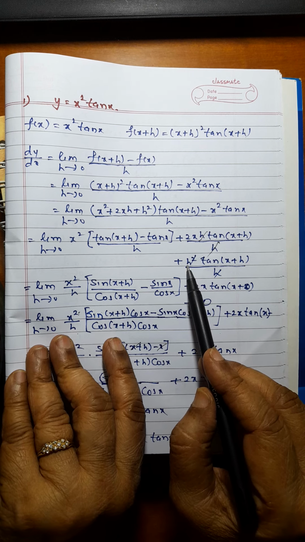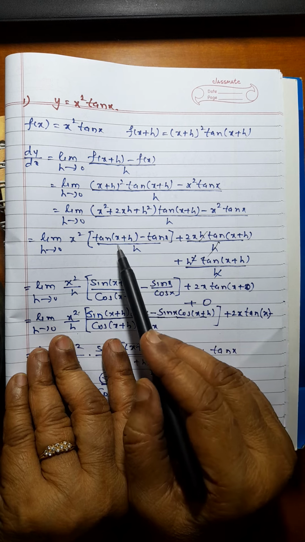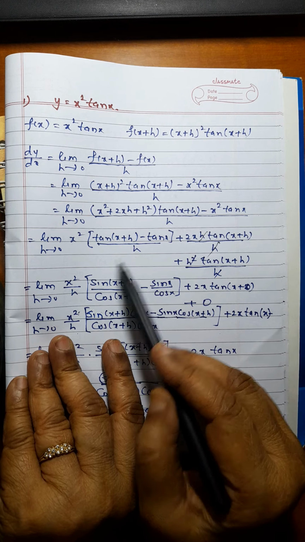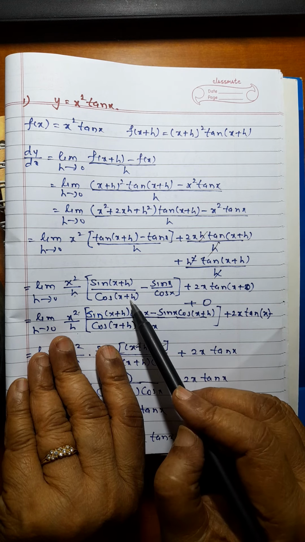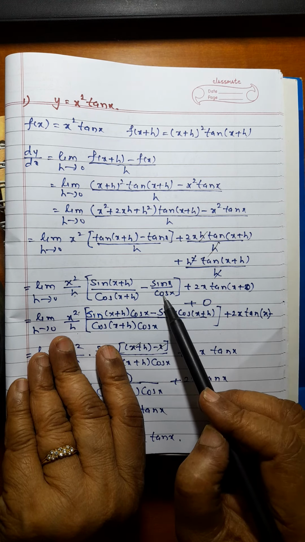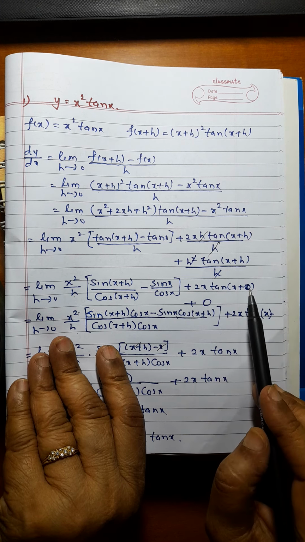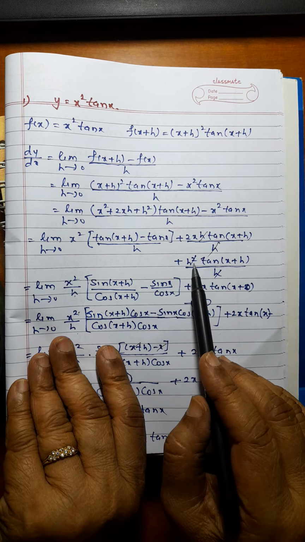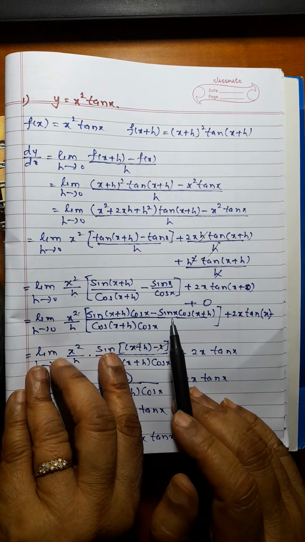One h will remain. Now I don't know a formula for this tan, so I will write in terms of sine and cos. Before that I will take h outside. This is sine of (x plus h) upon cos of (x plus h) minus sine x upon cos x. Here we will get 2x tan of (x plus h). If I write h as 0, it will become tan x. And if I write h as 0, one h remains here, so the entire thing will become 0.